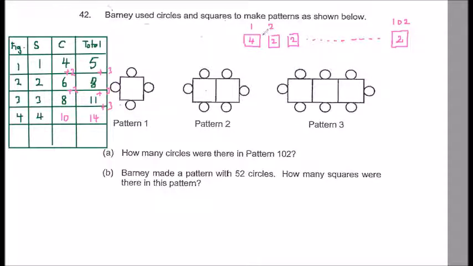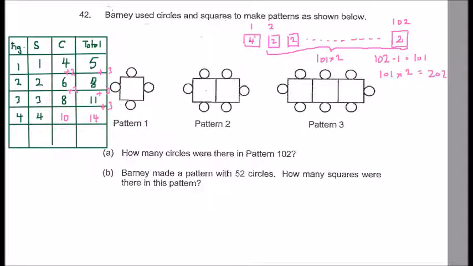So if there's a 102 pattern, pattern 102, that means there is a 4 and the rest are all 2. So how many 2s are there? Isn't it 102 minus 1 is 101. So you have 101 times 2. Please take note, this amount is 101 times 2. So you have 202.